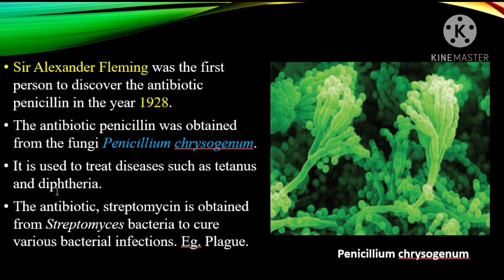And we have different types of antibiotics here, maybe tetracycline or chlortetracycline or streptomycin is given. One example is an antibiotic by name streptomycin. It is obtained from a bacteria called Streptomyces to cure various bacterial infections, for example plague. And what is the plague actually?